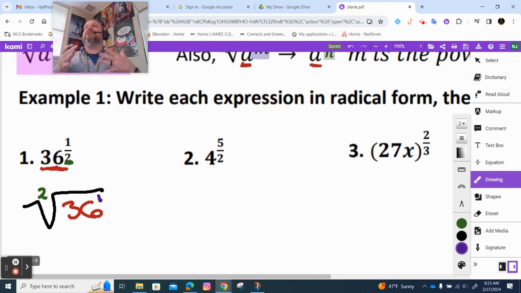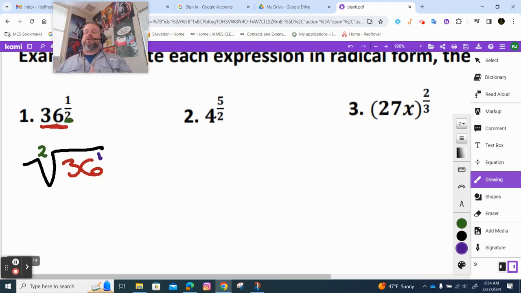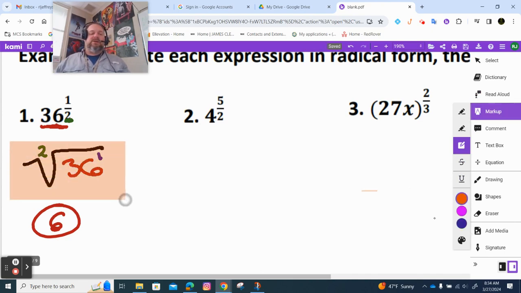Basically, if you say 36 to the 1/2 power, it's the same thing as saying the square root of 36. Can we take the square root of 36? Yeah, 6. That's actually the answer. This was writing it in radical form. The next part was actually simplifying it.